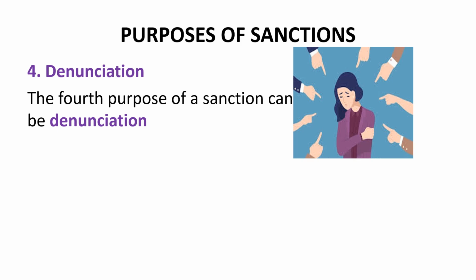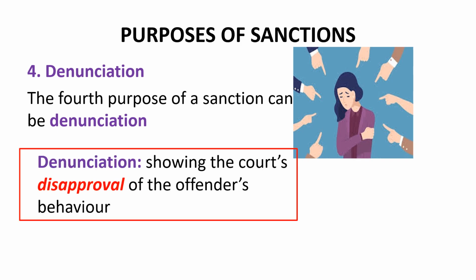The fourth purpose for imposing a sanction on an offender is denunciation. Denunciation means showing the court's disapproval of the offender's behaviour. Look down the left-hand side of your vocabulary sheets, find the term denunciation and write this definition in there.